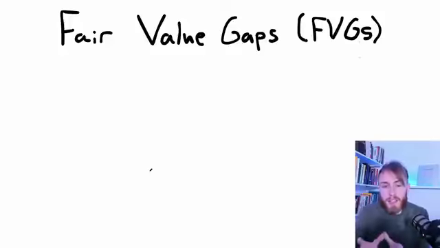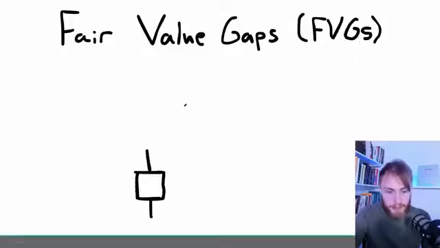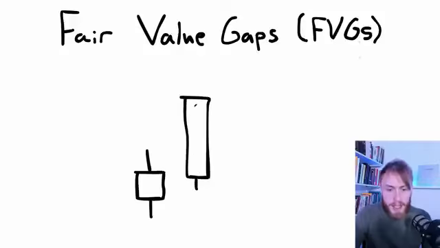So now, in order to find fair value gaps, the easiest way is to look at 3 candles. So let's say that we have 3 candlesticks right here. Right here is the first candle. Then we have a strong momentum candle right here. And the next candle might look something like this.